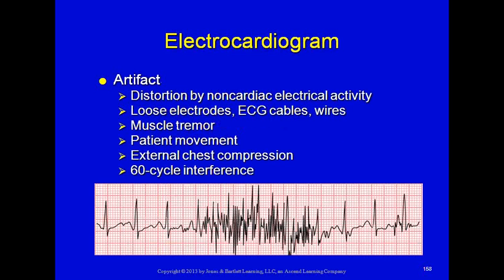Now, artifact is something that may show up on an ECG, and it can be the result of a variety of things, but it makes it very difficult to interpret the rhythm. Loose leads, dry electrodes, loose cables, loose wires on the monitor itself, muscle tremor, patient movement, doing CPR or 60-cycle interference are all types of artifact.